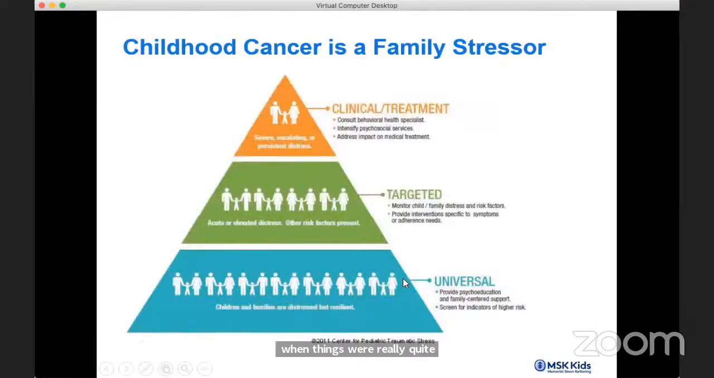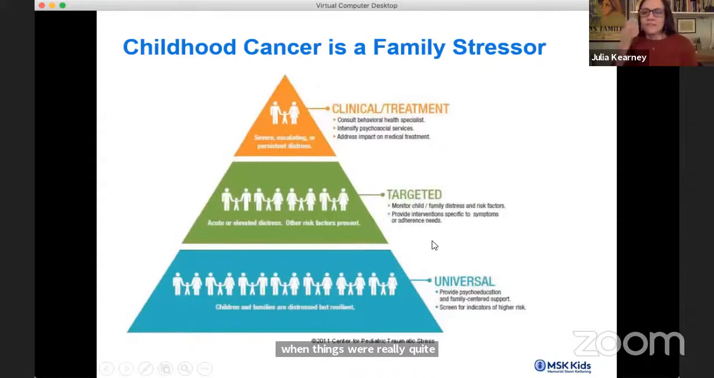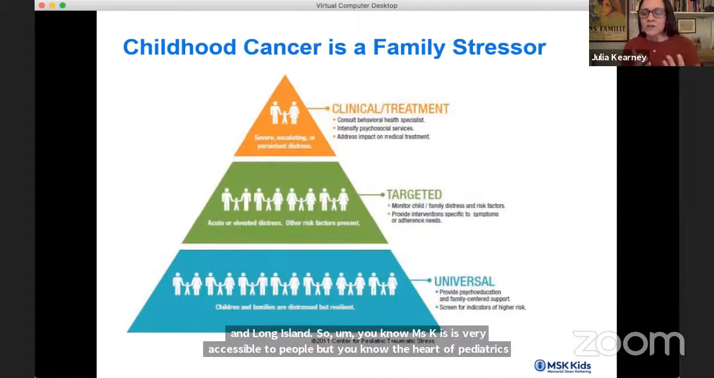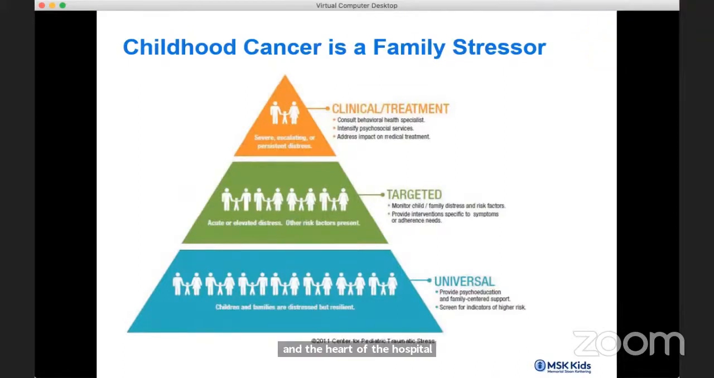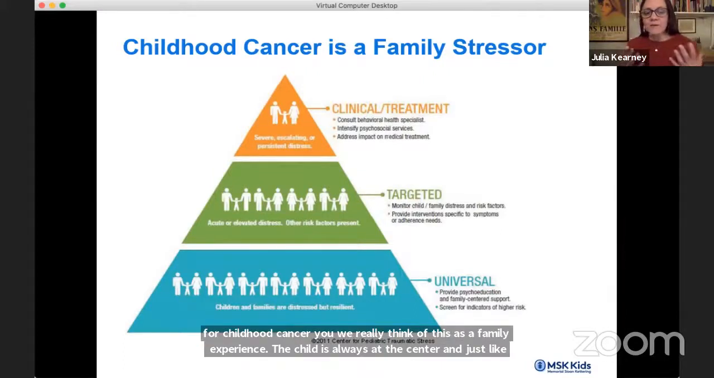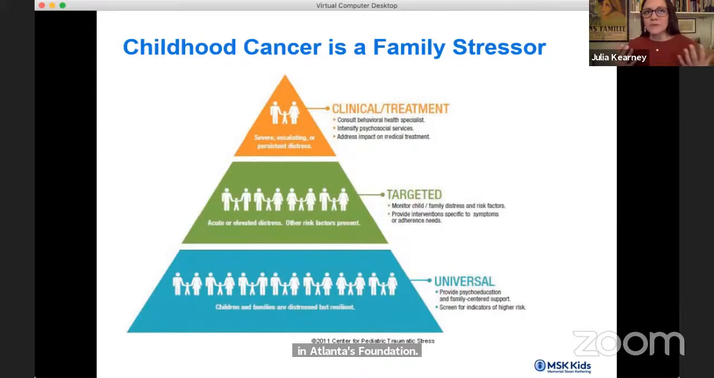So for childhood cancer, we really think of this as a family experience. The child is always at the center, and just like in Ilana's foundation, the child is the center of everything. But we know the huge impact that this is having on parents and siblings, so we're looking at the family unit. If you're not familiar with this, you may think that anybody with a diagnosis of childhood cancer would just fall apart or be devastated.